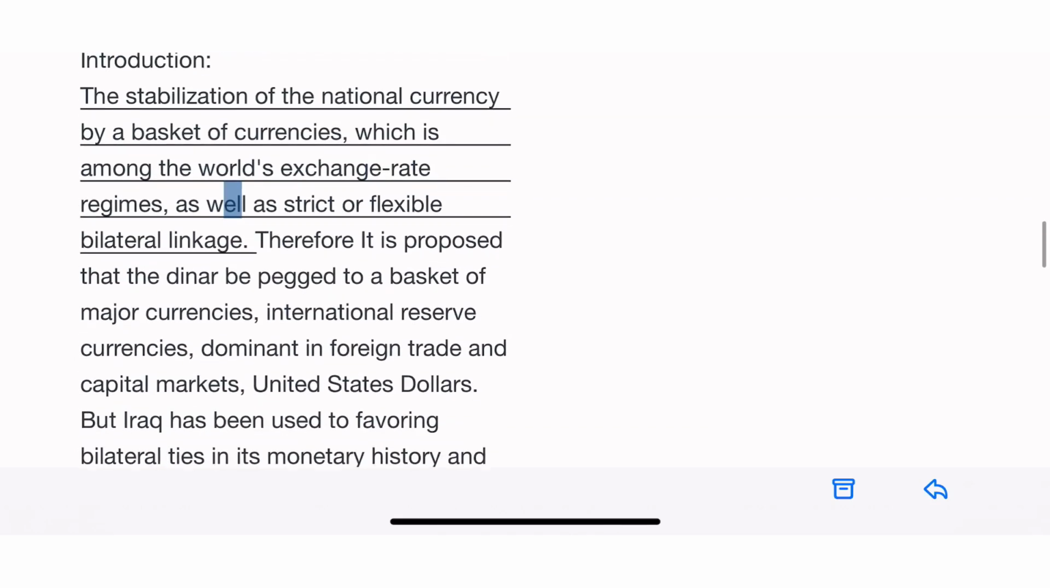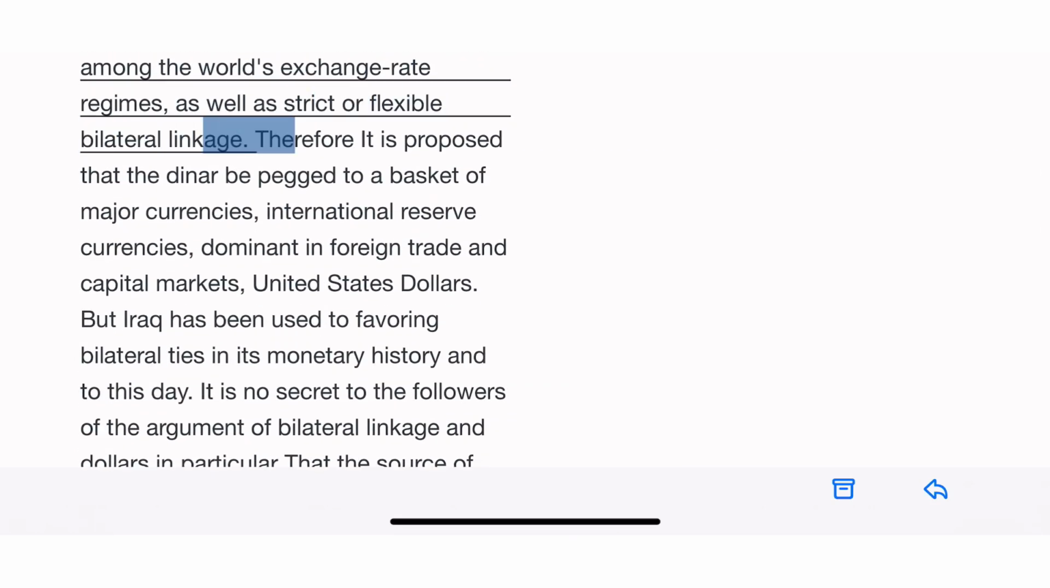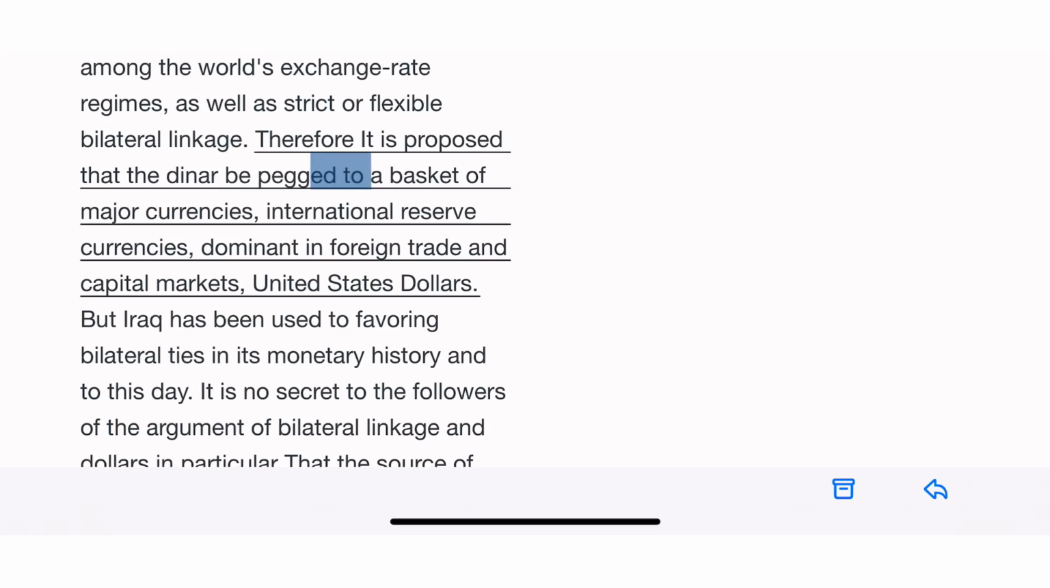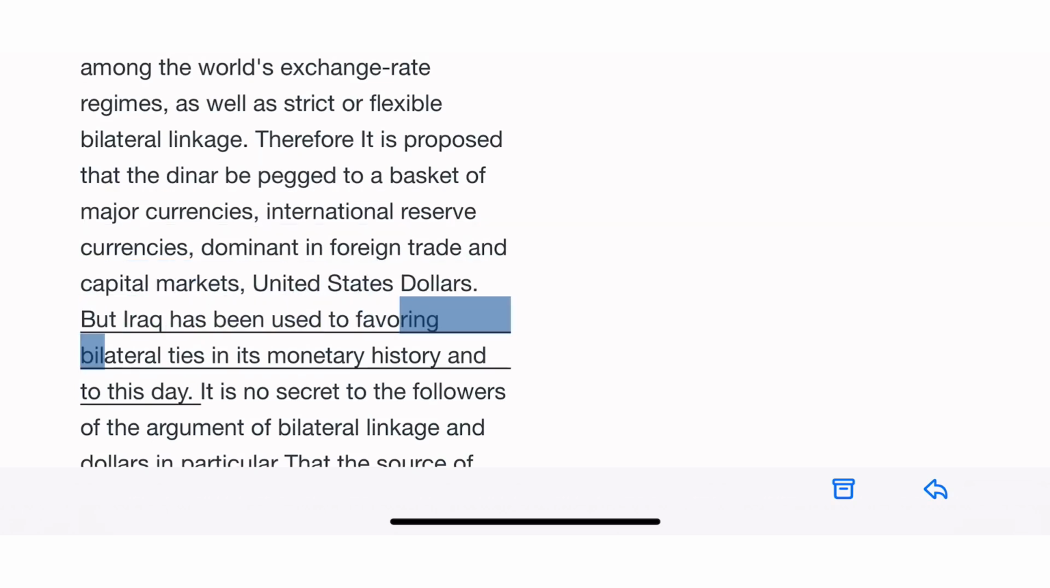rate regimes, as well as strict or flexible bilateral linkage. Therefore, it is proposed that the dinar be pegged to a basket of major currencies, international reserve currencies, dominant in foreign trade and capital markets, United States dollars. But Iraq has been used to favoring bilateral ties in its monetary history and to this day.